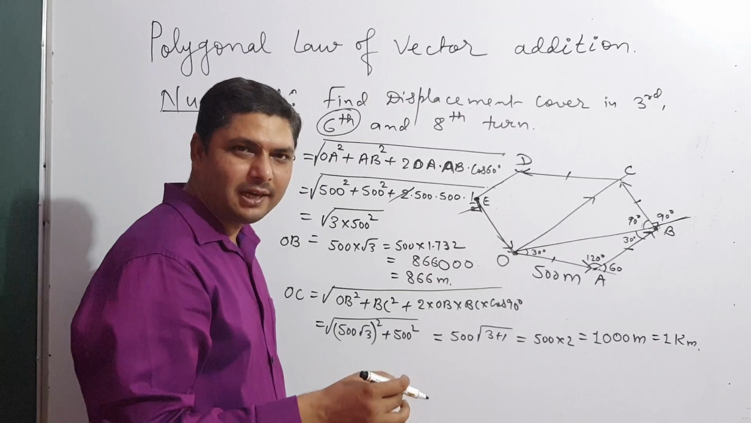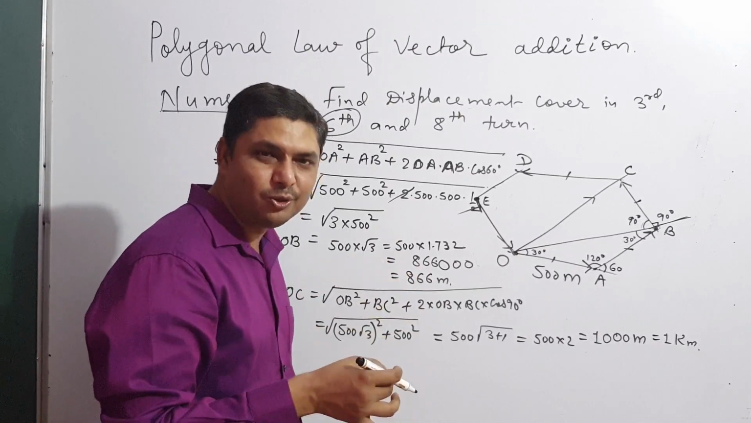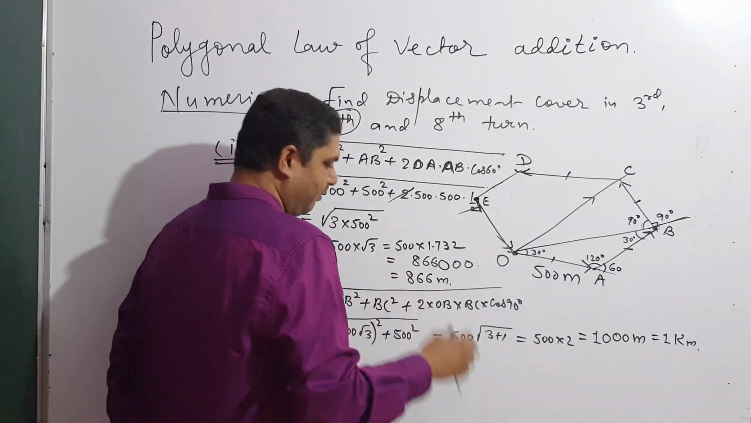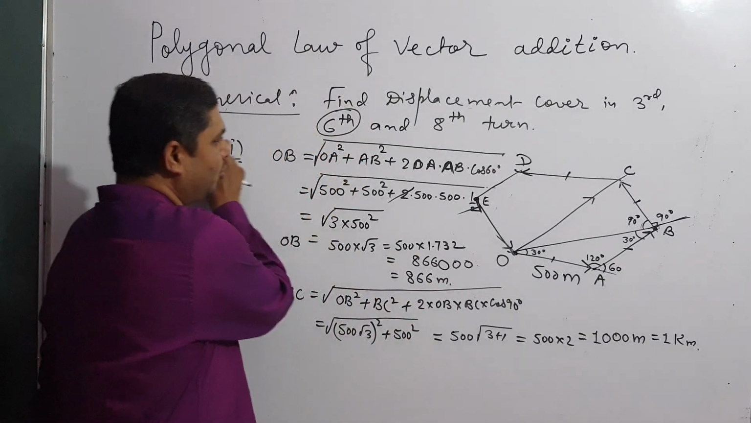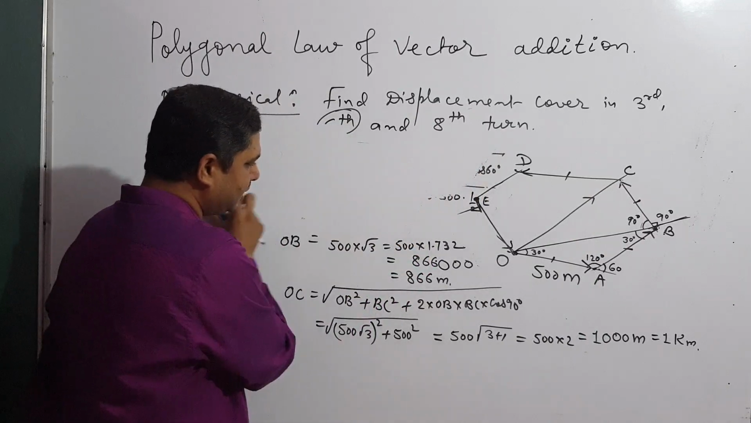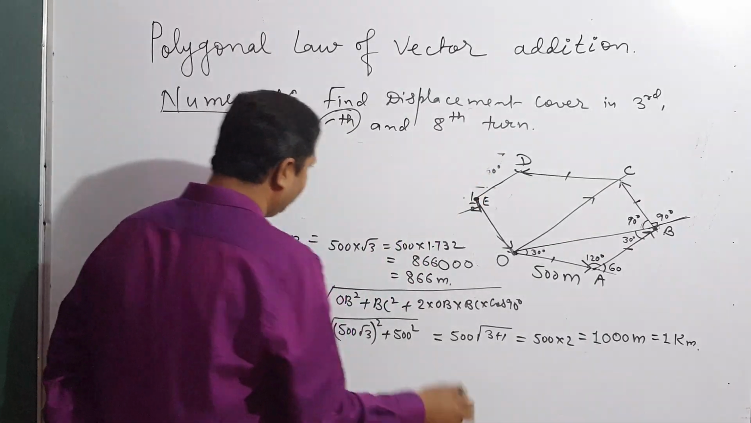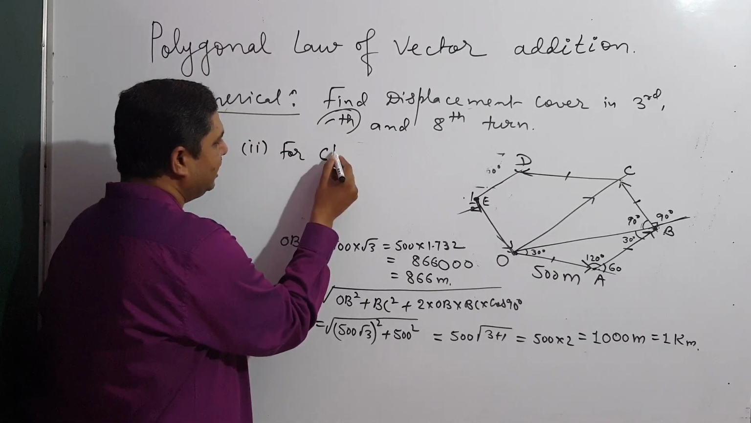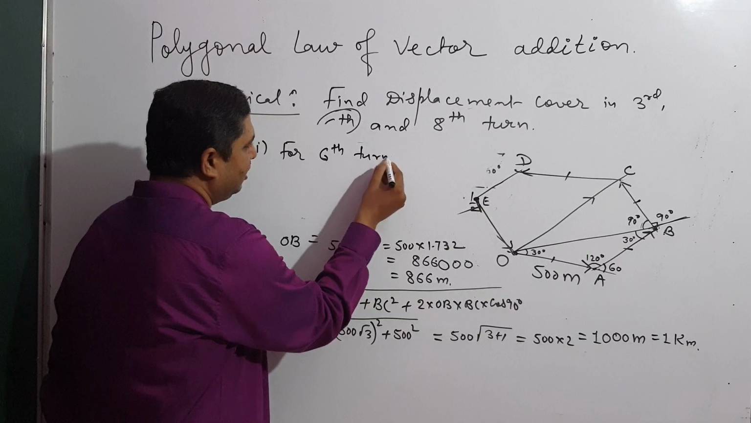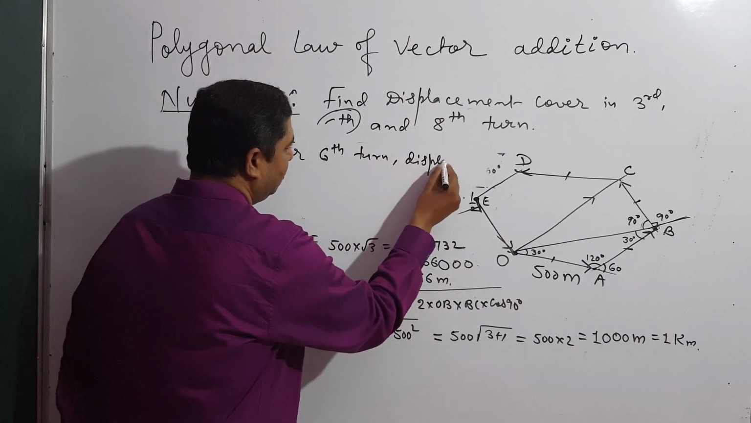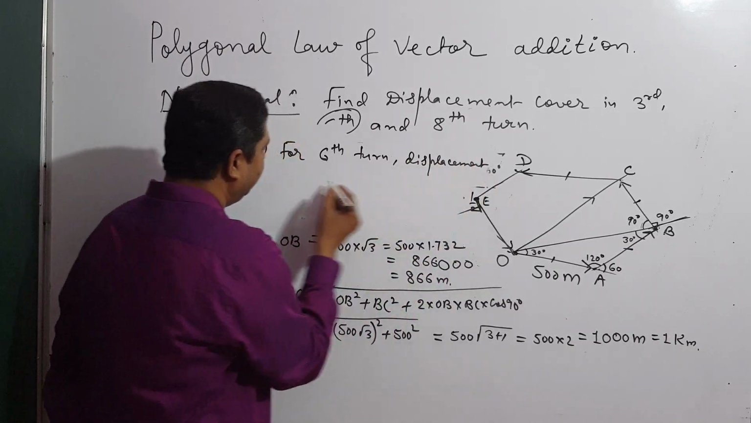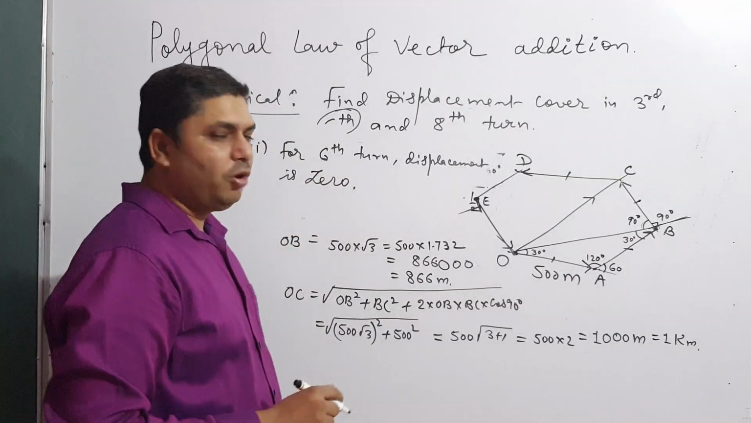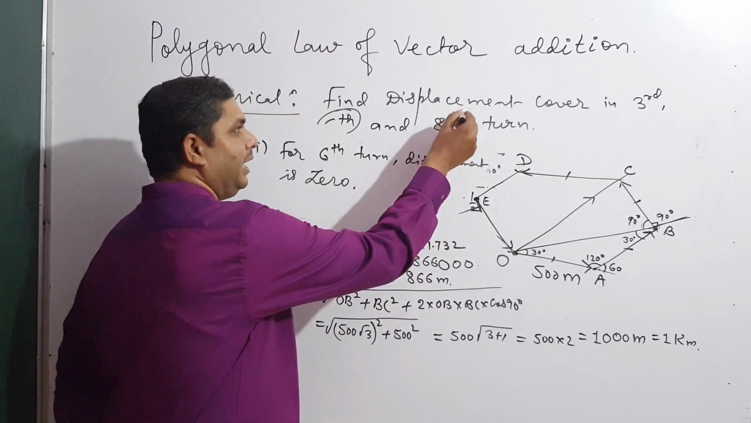The motorcyclist comes back to the initial point. So displacement covered is 0. So in our second case, what do we get? Displacement covered is 0. So for the sixth turn, displacement covered is 0. Now you have to find the displacement in the 8th turn.